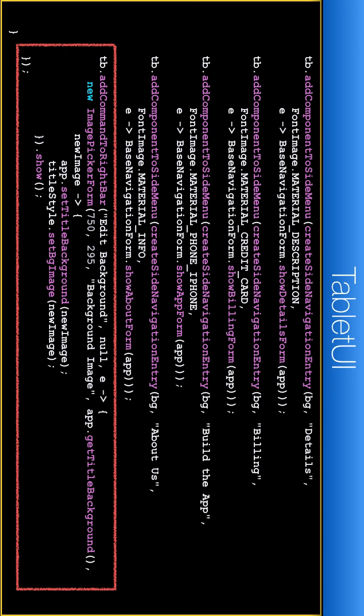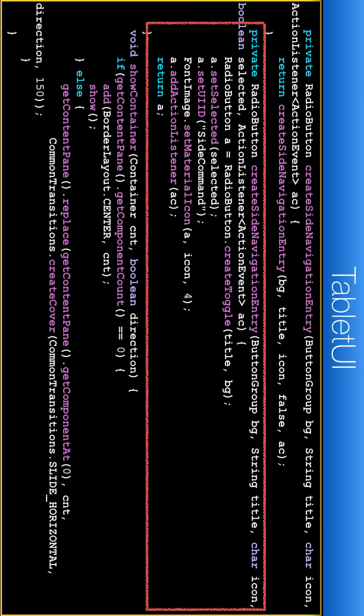We also add the edit background image button to the side. It's relatively trivial as there isn't much we need to do here. Create side navigation entry just generalizes the code that creates a radio toggle button. It mostly saves some boilerplate and doesn't feature much logic.